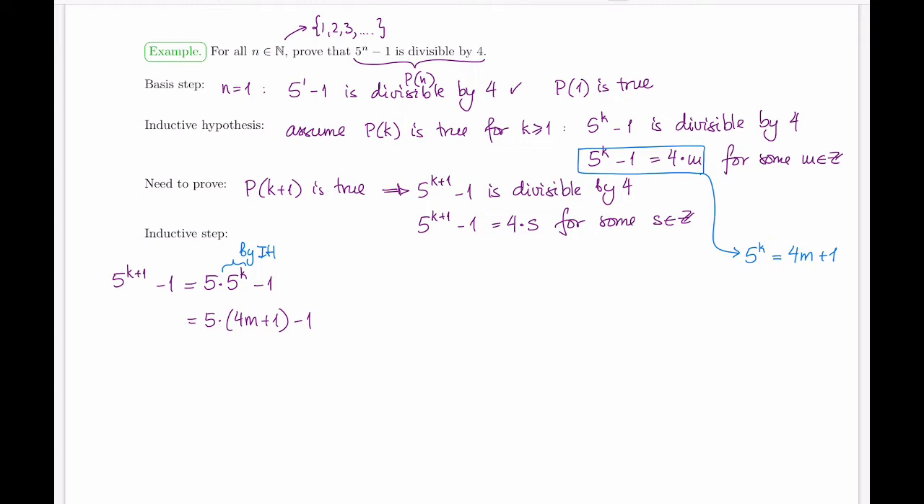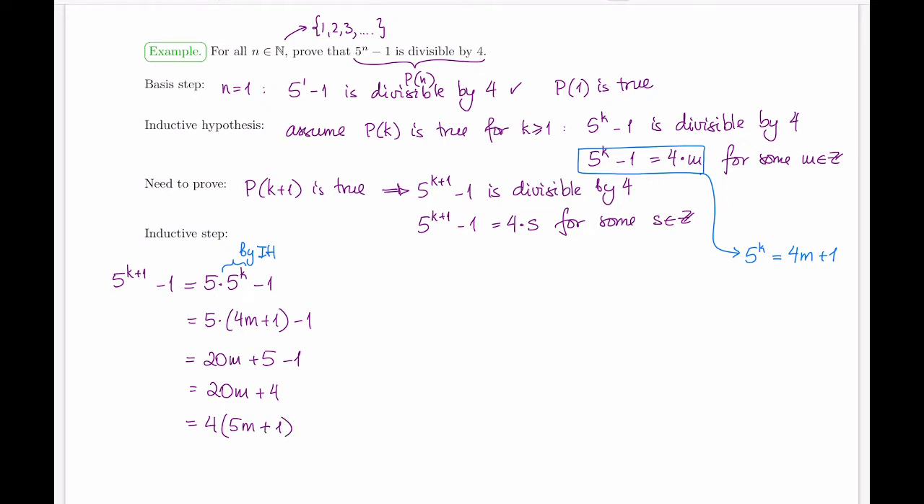Now, let's expand out this expression. Remember that I'm trying to write this 5 to power k plus 1 minus 1 as 4 times something. So here, I don't have the 4 times something yet. Let me open up the brackets. So what I have is 20m plus 5 minus 1, or 20m plus 4. And now I can actually factor 4 out. So what I will have left in the brackets is 5m plus 1.